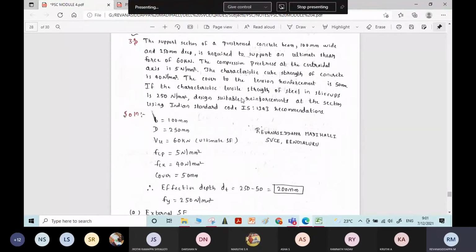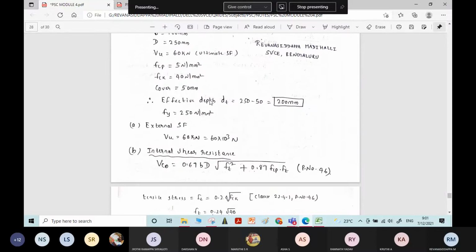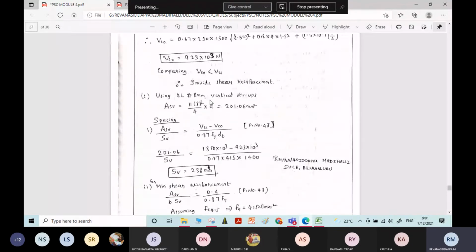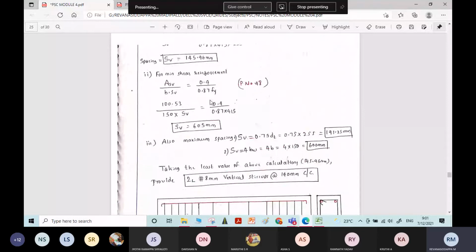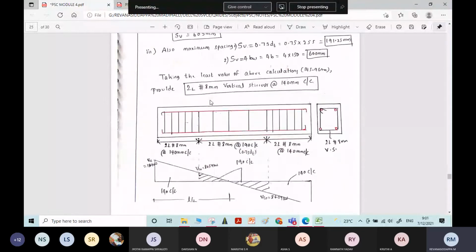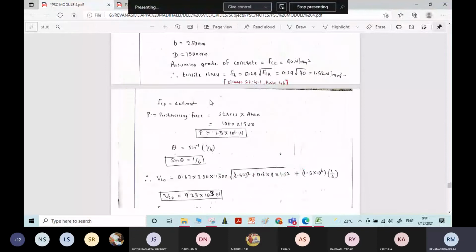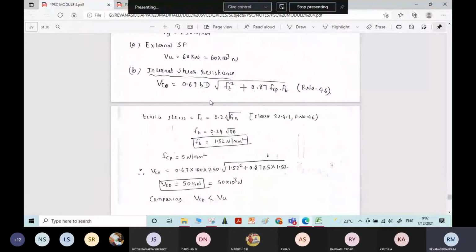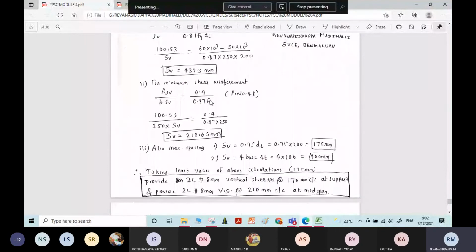In the previous class, I was solving problem number 3. I think you have all written problem number 3. This problem number 3 is similar to problem number 1. What I will do is I will give this problem as an assignment. All of you write it as an assignment. It is 100% similar to problem number 1.